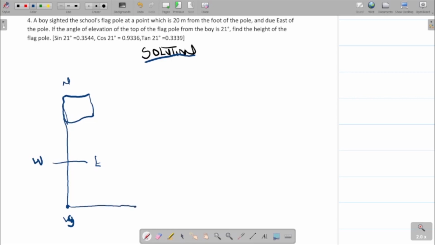Let's have it like this. The boy is standing 20 meters away from here. So let's assume this is the boy. So there, the distance between the boy and the flag is 20 meters. And the angle of elevation of the top of the flagpole from the boy is 21 degrees. So that is the boy to the top of the flagpole.